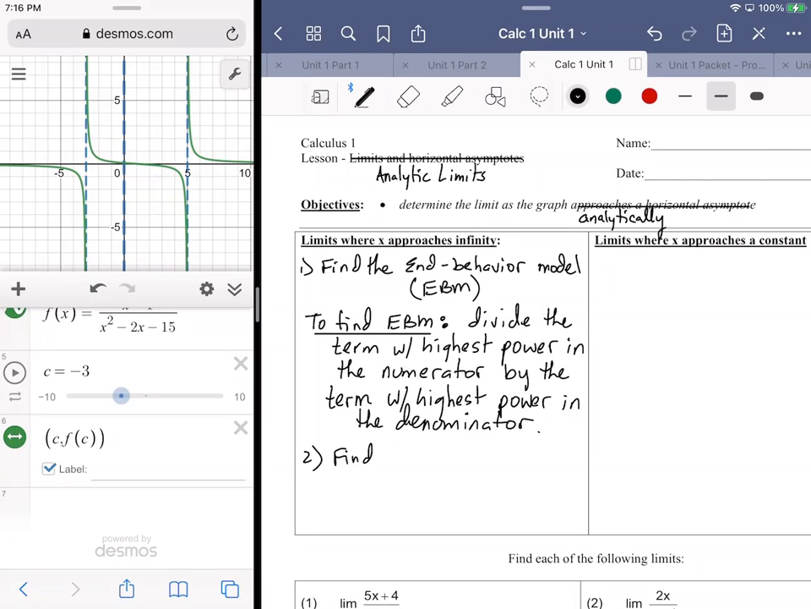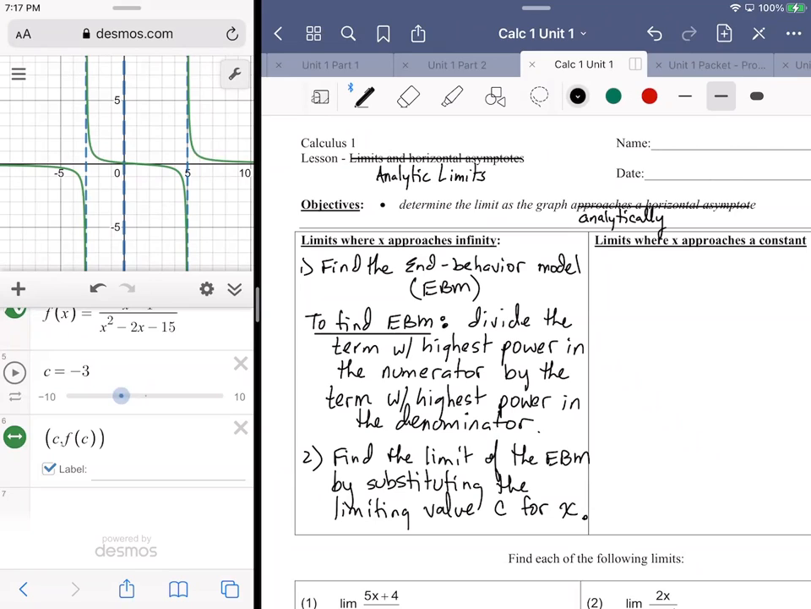So find the limit of the EBM, the end behavior model, by substituting the limiting value C for X. All right. So whatever the limiting value is, so the limit as X approaches, what is that value? That C value. That value will get plugged in for X. All right.